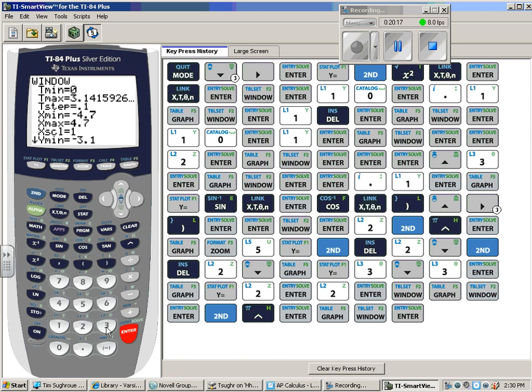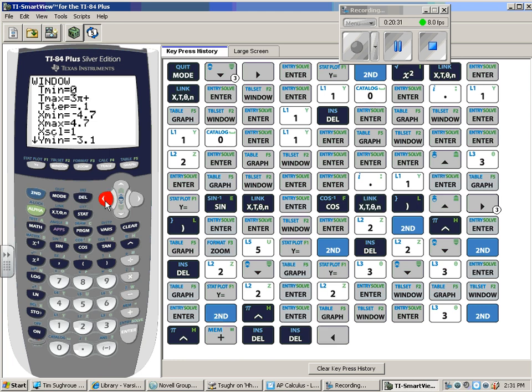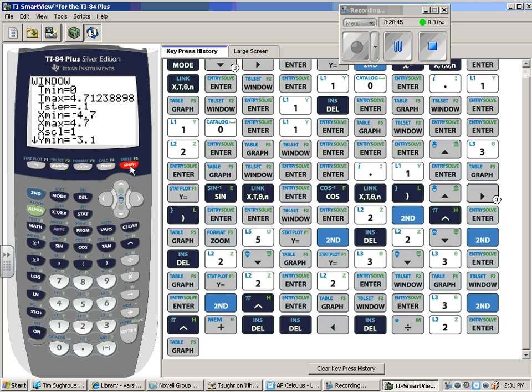Then I'm going to go 3 pi divided by 2. Okay, I'll leave my parameter or my step the same. Let's graph this and see what happens here. Here it comes. Now we get 3/4 of a circle. It left off that last quarter.